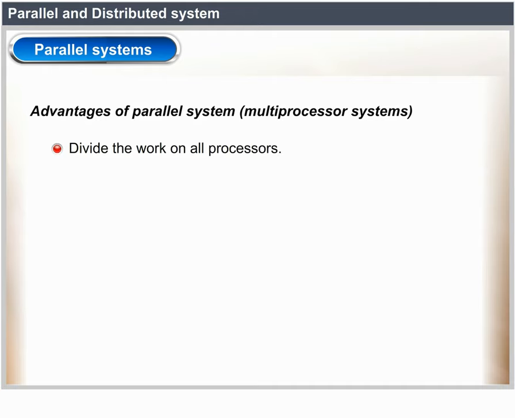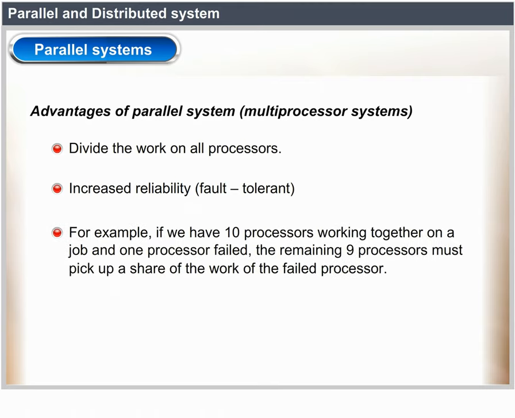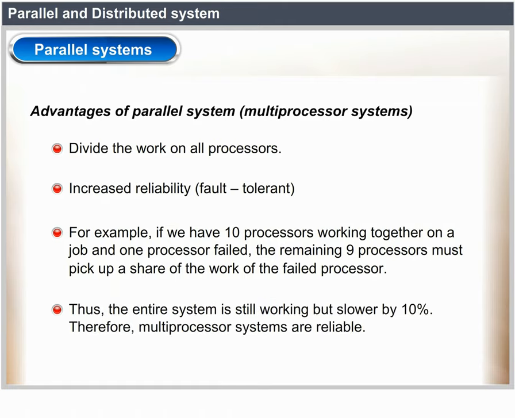Increased reliability, or fault tolerance. For example, if we have 10 processors working together on a job and one processor fails, then the remaining 9 processors must pick up a share of the work of the failed processor. Thus, the entire system is still working but slower by 10%. Therefore, multiprocessor systems are reliable.